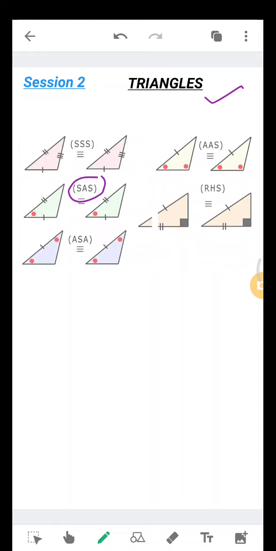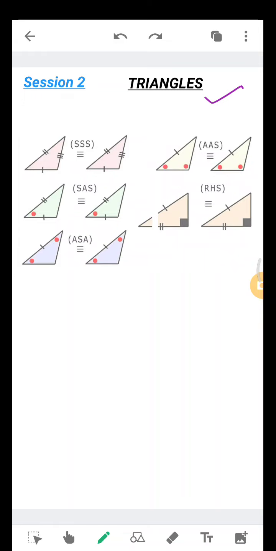Here we need 2 sides and the included angle. The red dot is the angle which is included between the sides. When these parts are equal, these two triangles are congruent. Then I also told you about ASA, angle side angle. You can see 2 angles of this triangle are equal to 2 angles of the other triangle, and the included side is also equal in measurement. So these two triangles are congruent by ASA.